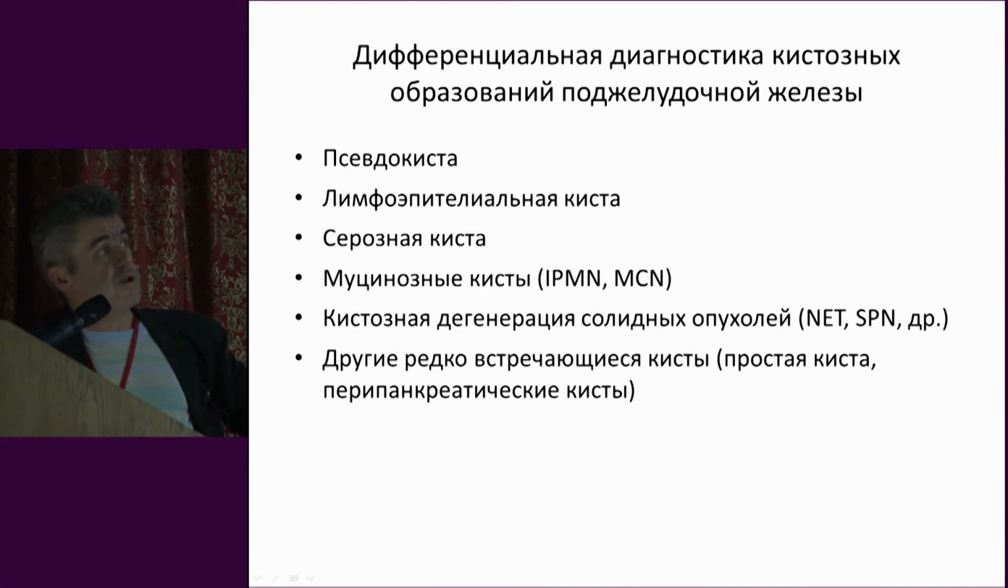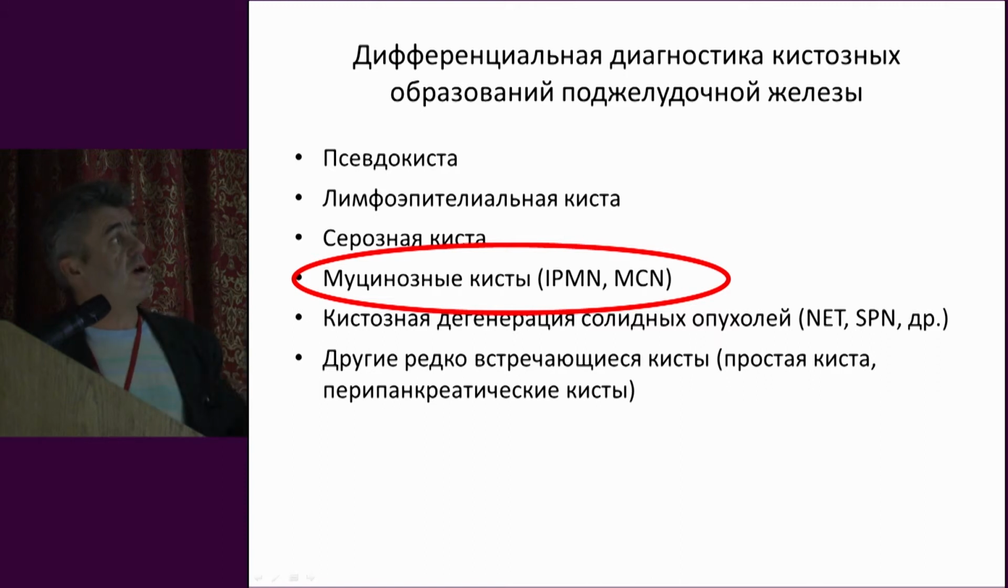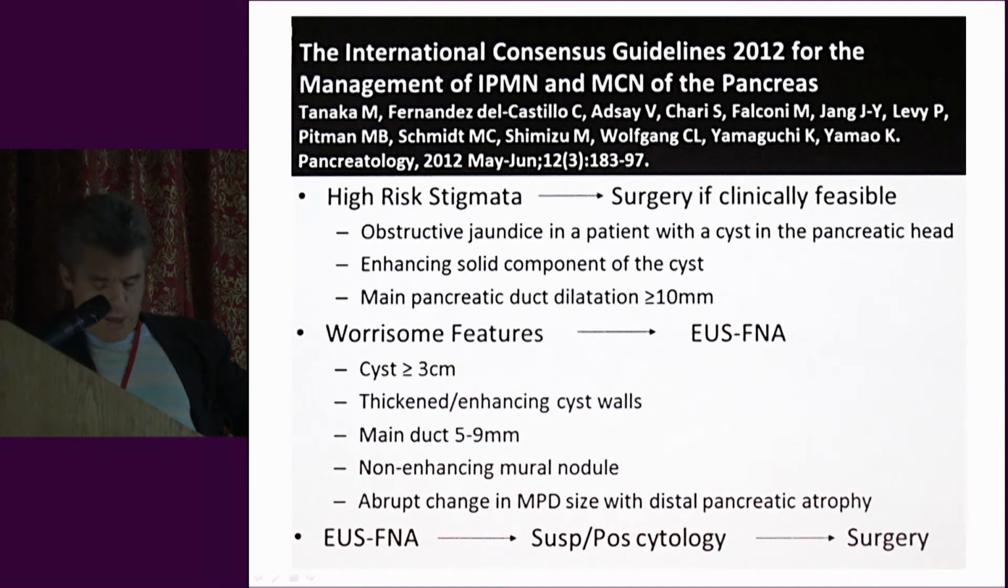So, differential diagnosis of cysts is very difficult because of the multiple etiologies, but the main difficulties in morphology come when we speak about mucinous cysts, and you should differentiate between IPMN and MCN. I think the surgeons are aware of these guidelines dating back to 2012, quite fresh ones, which subdivide these mucinous neoplasias into two groups with high risk stigmata, that it's already a malignant tumor.